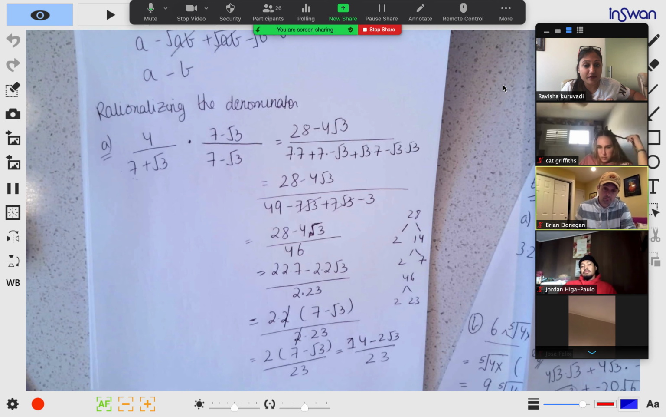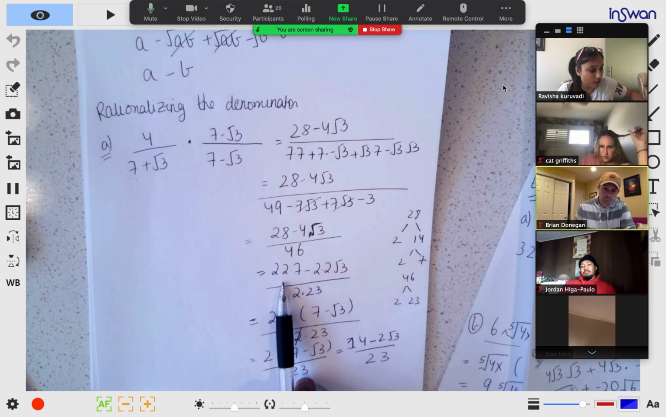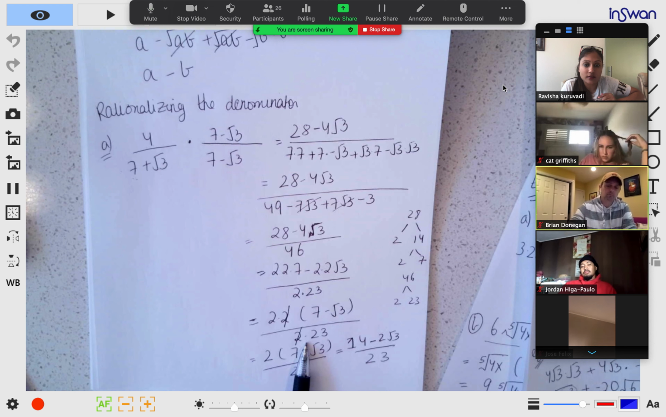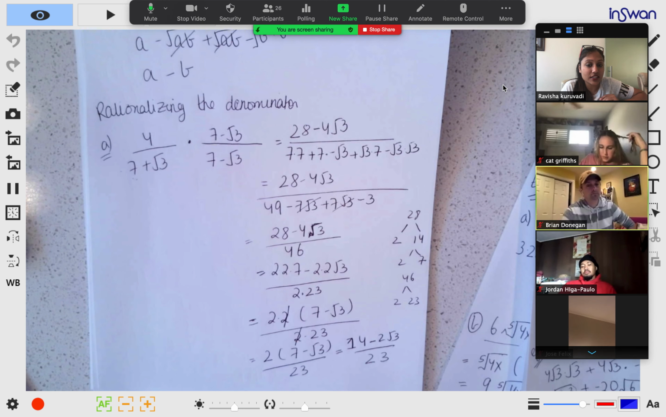So you have to make factors, take out common, and then cancel. Note, you cannot just cancel. Oh, I see 4 here, 4 here, cancel. No, that's not how you do it. You have to take out common and then cancel, then simplify.